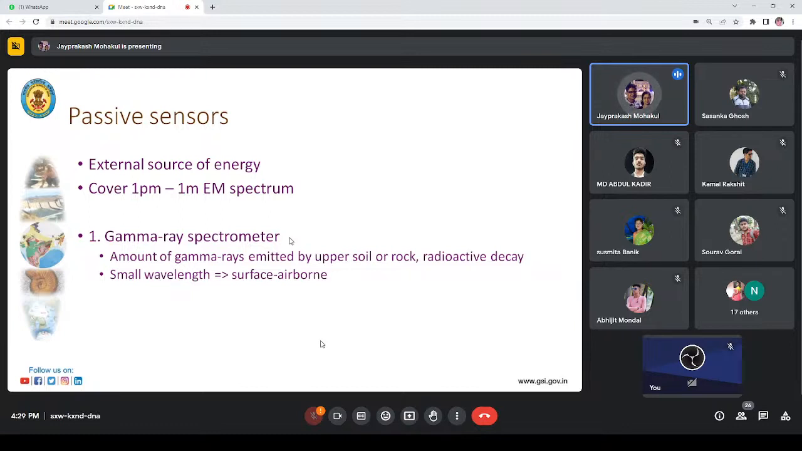1 picometer to 1 meter EM spectrum, gamma ray spectrometer, amount of gamma ray emitted by upper soil. See, these are all, but again, these are more of geophysical data. Gamma ray spectrometry, which is done by aircraft in an airborne geophysical survey, is more of a geophysical survey. These are not covered under remote sensing. Here it is not a reflection process, it's a natural radioactive decay of material.